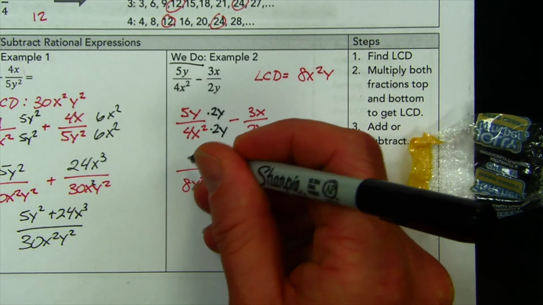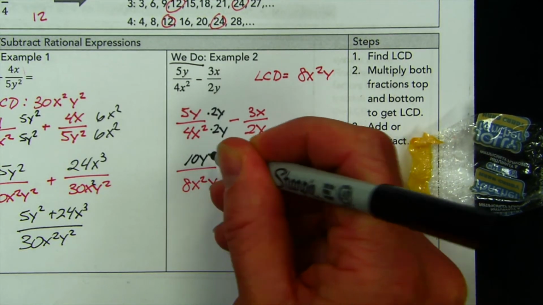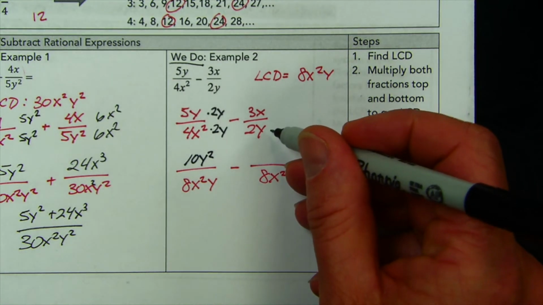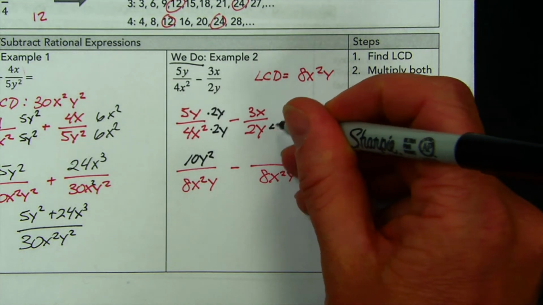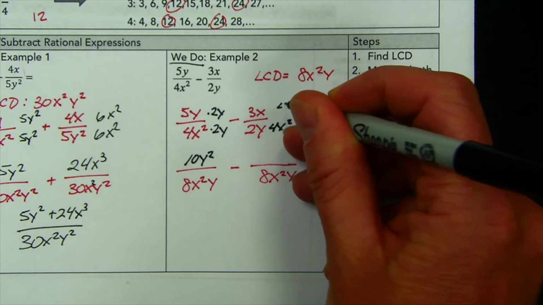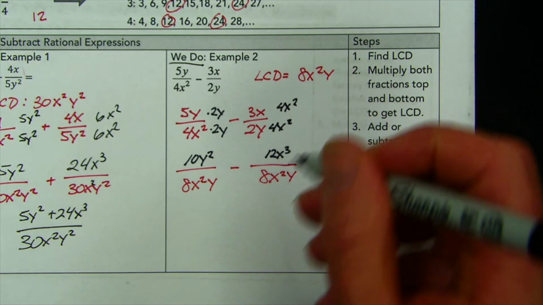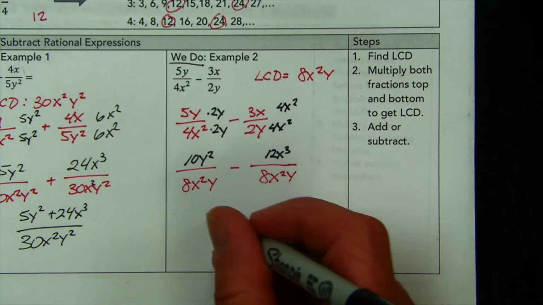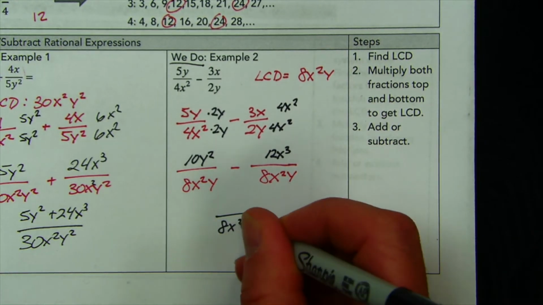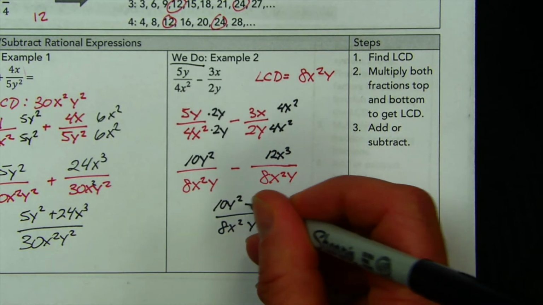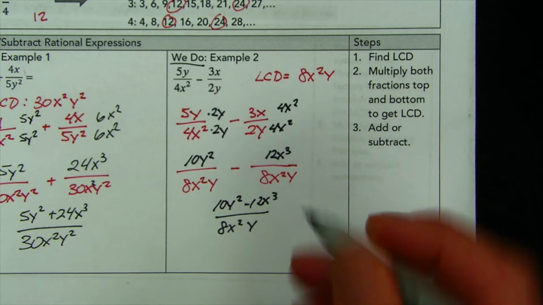Okay. So then right here we got 10y squared. And let's do this one. What are we going to multiply top and bottom by? 4x squared. That's going to give us 12x cubed. All right, and then again, we cannot combine the numerators, so we're just going to write 8x squared y in the denominator and 10y squared minus 12x cubed. Beautiful.